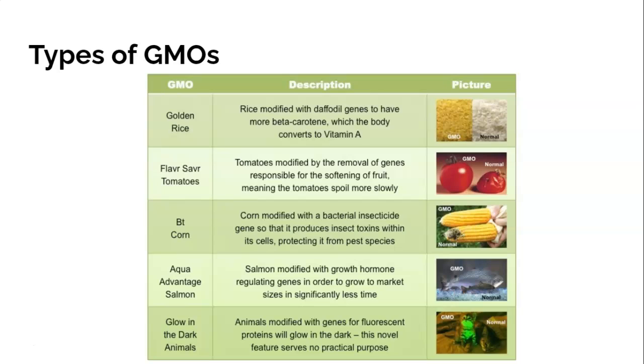So some types of GMOs, again, I'm not going to go over all of these, but good for you to be able to differentiate them or have examples to pull from if you were to have a question about this. So GMOs, if you don't know, are genetically modified organisms. So golden rice has been modified with daffodils, flavor saver tomatoes had genes removed. BT corn had a bacterial insecticide gene added to it. Aqua Advantage salmon had a growth hormone injected, and then glow-in-the-dark animals have fluorescent proteins in them.